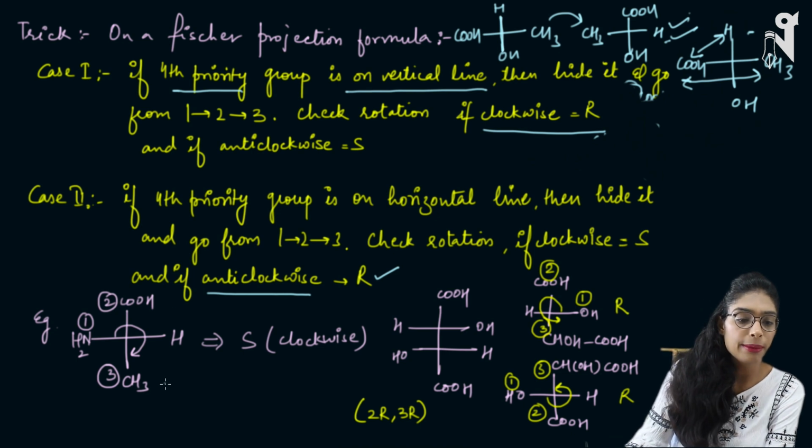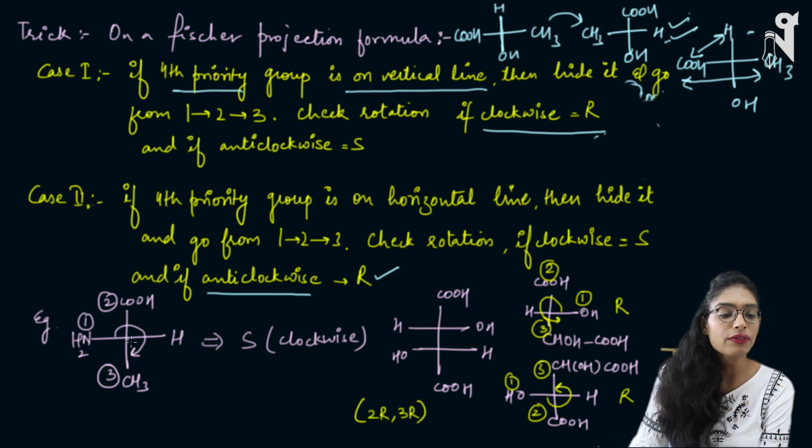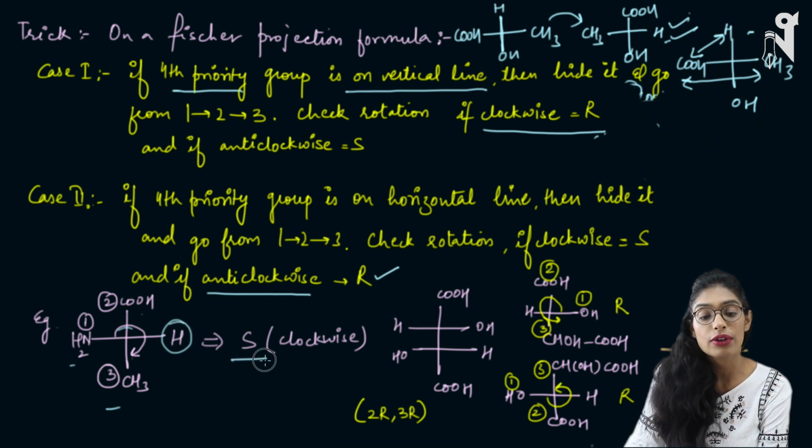So let's see this example. I have taken the example where I have COH, NH2 and CH3. I have marked position 1 for NH2, 2 for COH, 3 for CH3, and if I see the rotation, it is coming clockwise, but my hydrogen is present on the horizontal line, hence the configuration is S. Now look at this molecule.